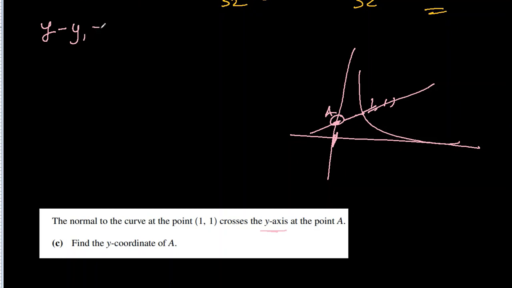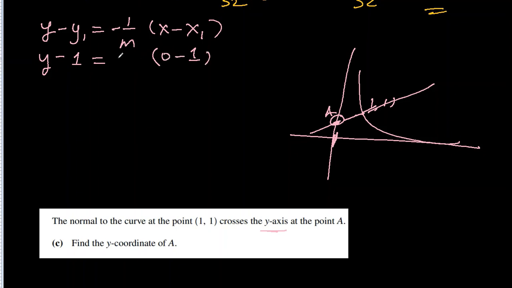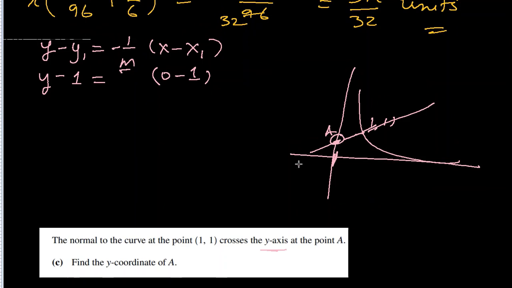y minus y1 equal to minus 1 over m times (x minus x1), where we have been given x1 is 1, y1 is 1, y we have to find out, x is 0, and m is the gradient of the tangent at x equal to 1. So this is what we have to find out somewhere. So let me try to find it here. For that, we'll have to differentiate the equation of the curve first. So let's see what was the equation of the curve. This was the equation of the curve.